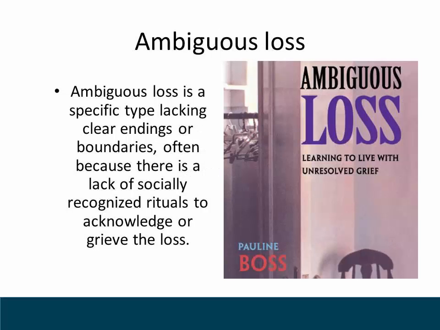Loss, as previously discussed, is one of the 7 core issues in an adoption. Ambiguous loss is a specific type lacking clear endings or boundaries, often because there is a lack of socially recognized rituals to acknowledge or grieve the loss. Dr. Pauline Boss developed the theory of ambiguous loss to describe the pain families experience when their loved ones were missing in action due to war. When families were uncertain whether their loved one was alive or had died, it affected their ability to grieve that loss.